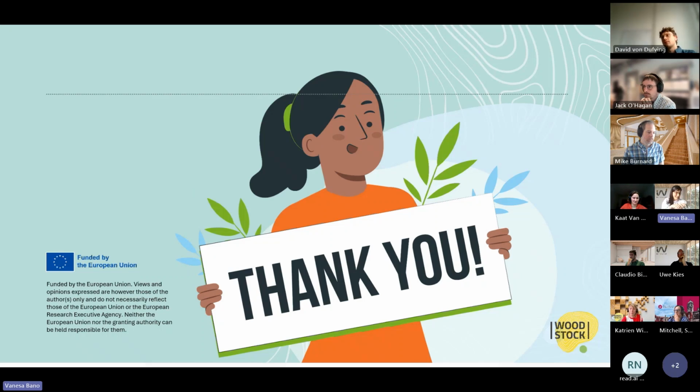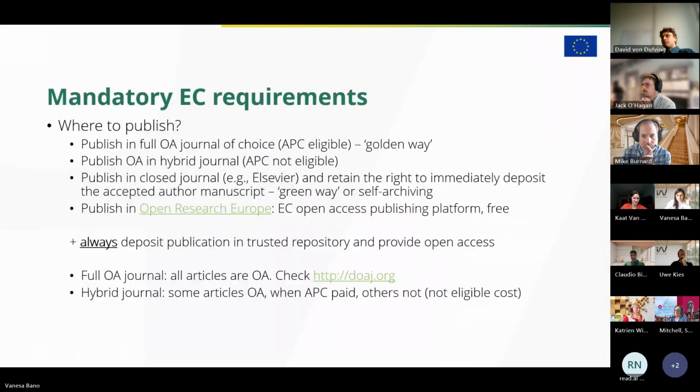I have some questions because for me it's not so clear what is golden. What was the name? Golden Way and the other, because what kind of journal can be a hybrid one?